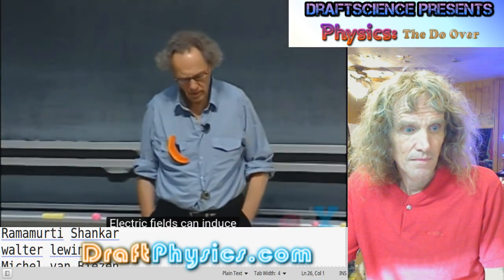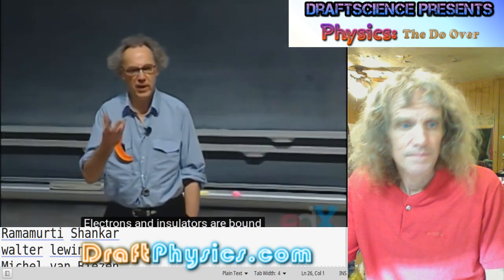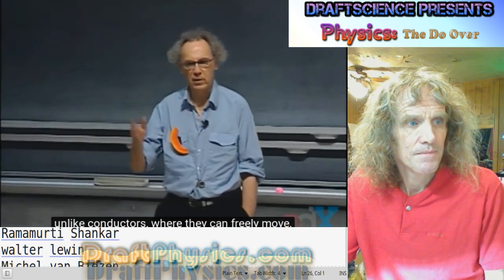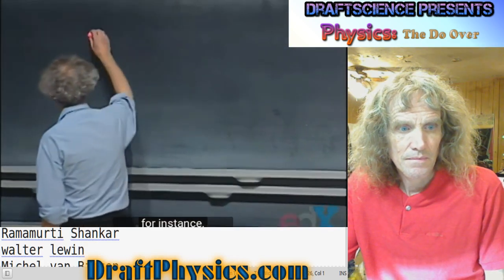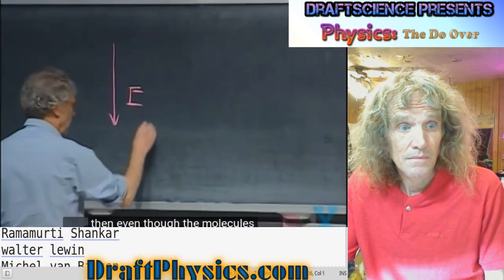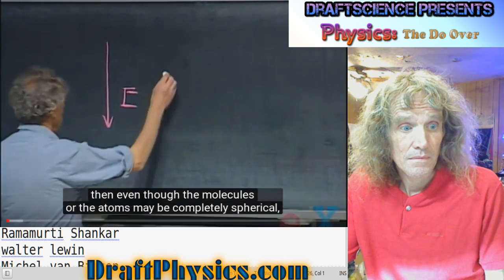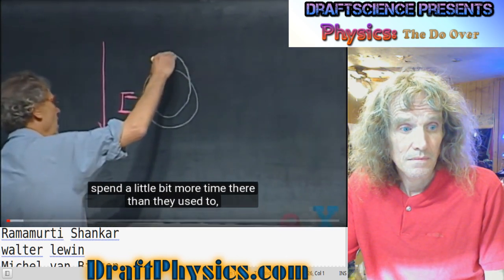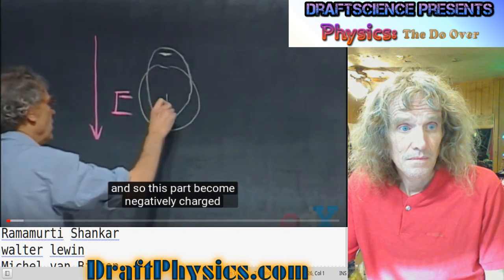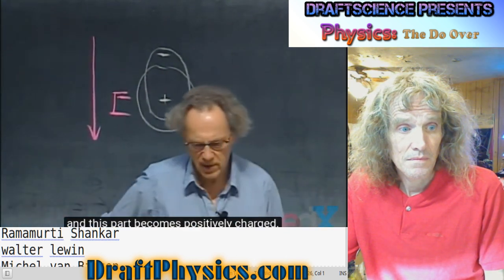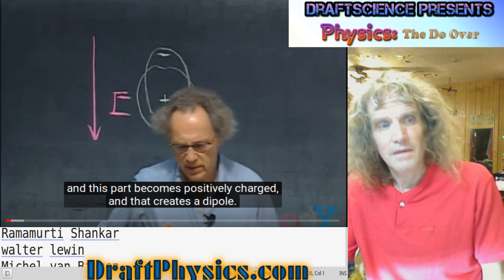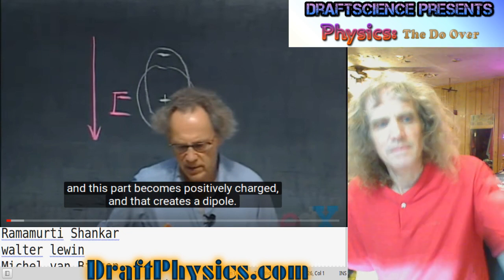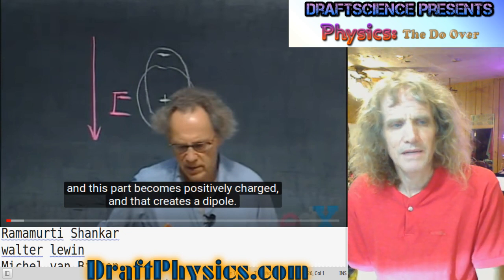Electric fields can induce dipoles in insulators. The electrons in insulators are bound to the atoms and to the molecules, unlike conductors where they can freely move. When I apply an external field, for instance a field in this direction, then even though the molecules or the atoms may be completely spherical, they will become a little bit elongated in the sense that the electrons will spend a little bit more time there than they used to, and so this part becomes negatively charged and this part becomes positively charged.